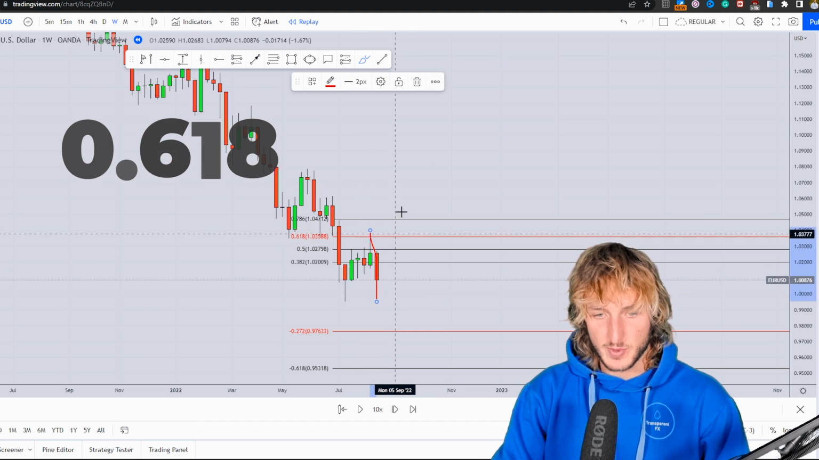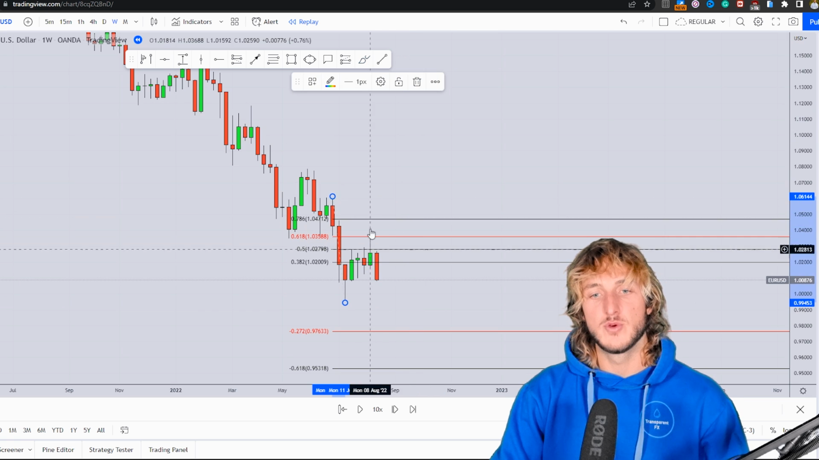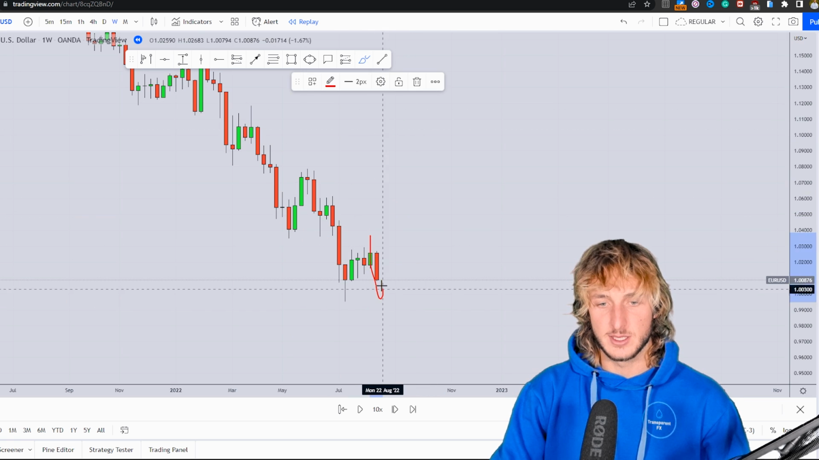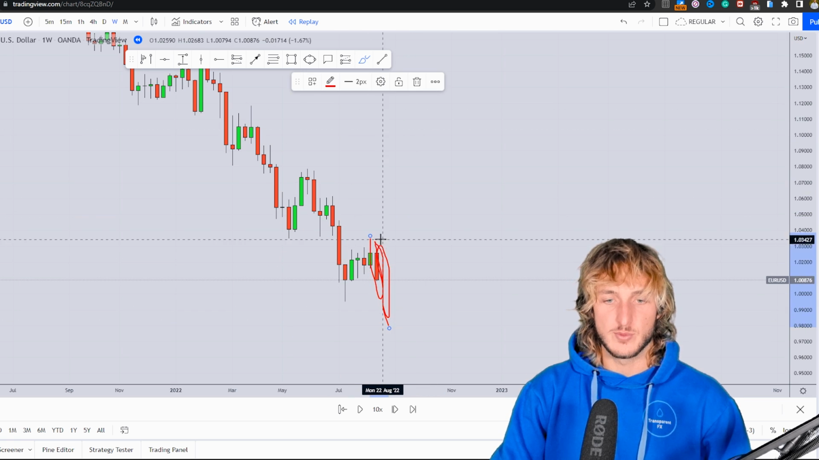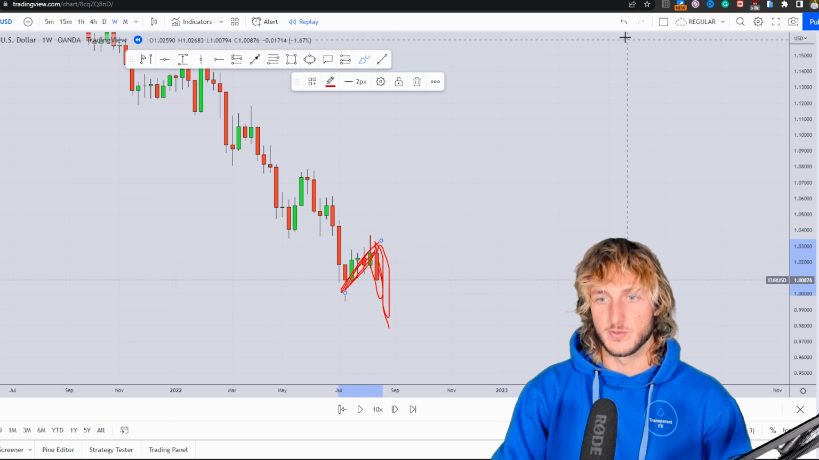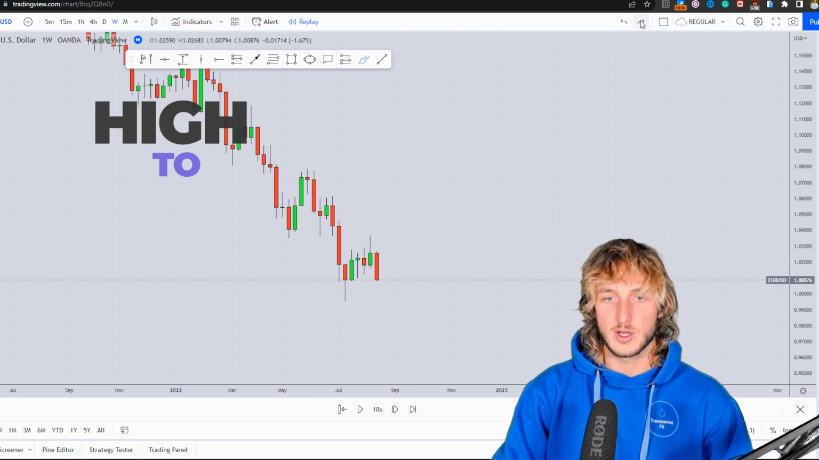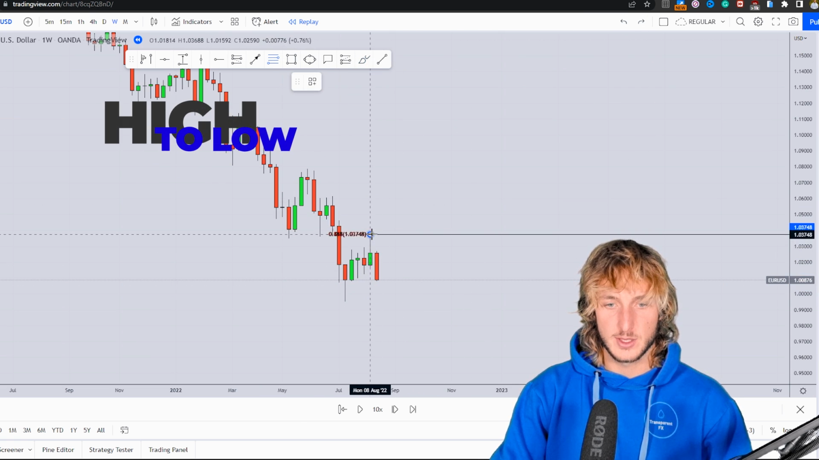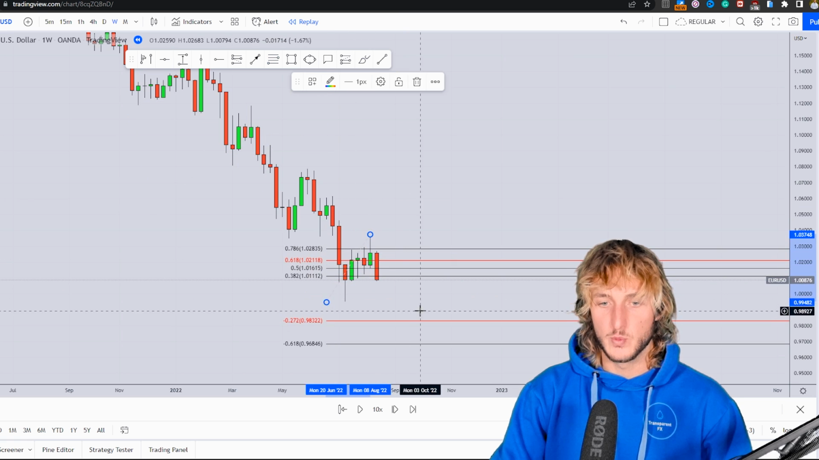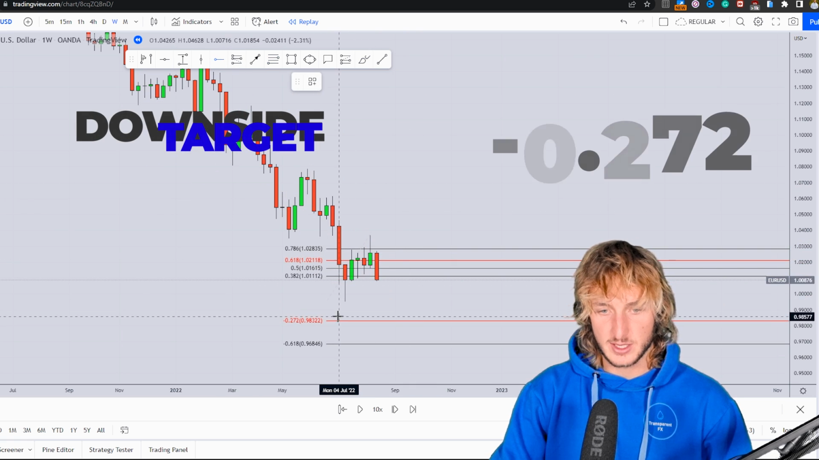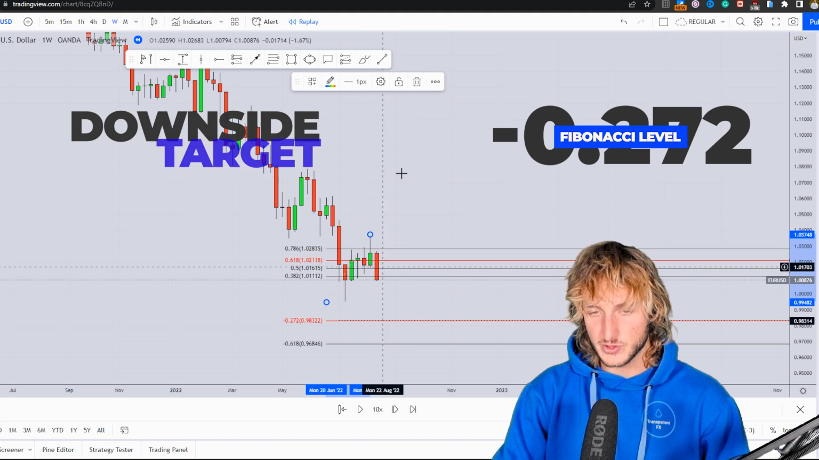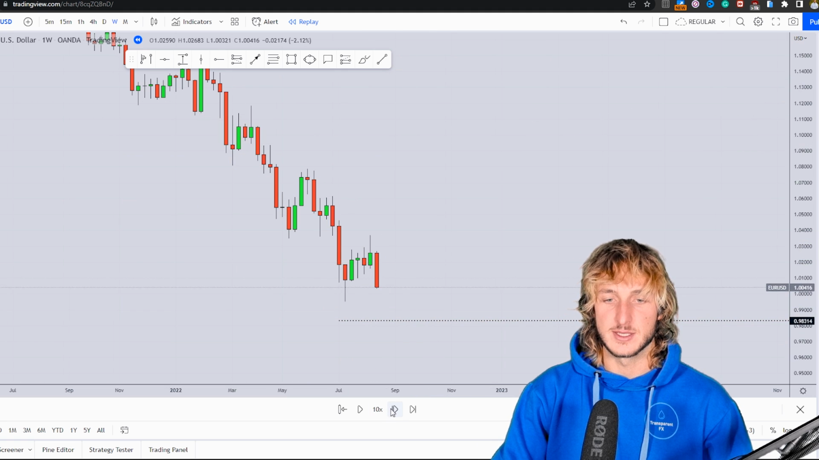And now that the market is starting to move to the downside, if we want to measure this leg here, where is the previous leg? It is this one here. So as I said previously, we have to take our Fibonacci from the high to the low of this one here, which gives us a first downside target at the minus 27, which is the first downside target and the strongest one.